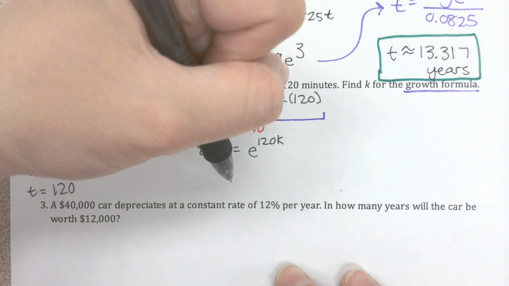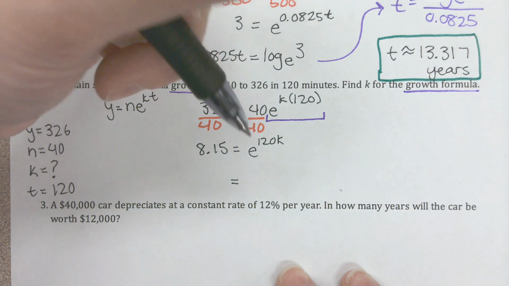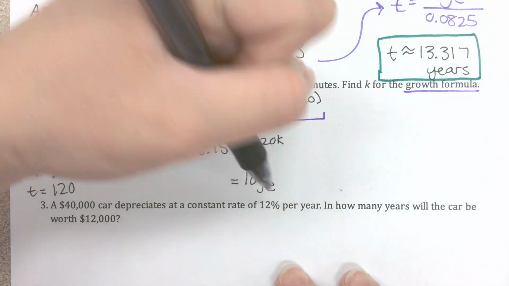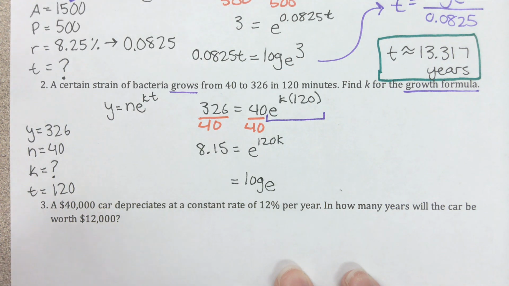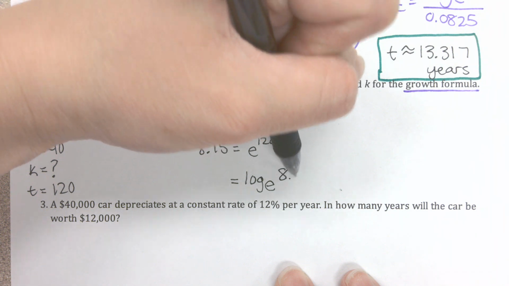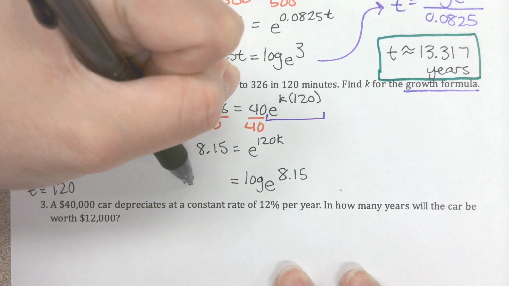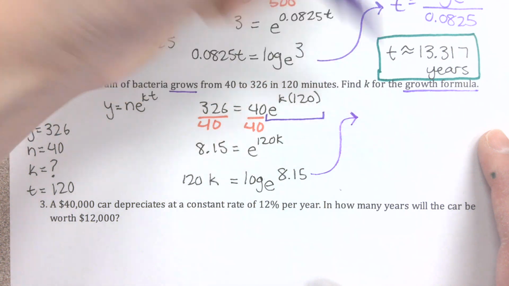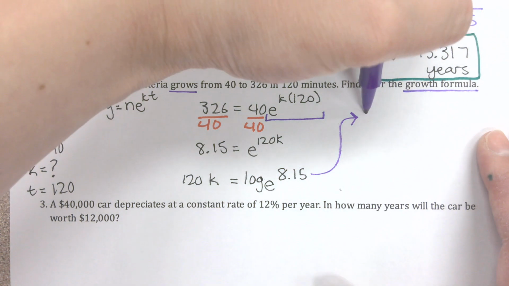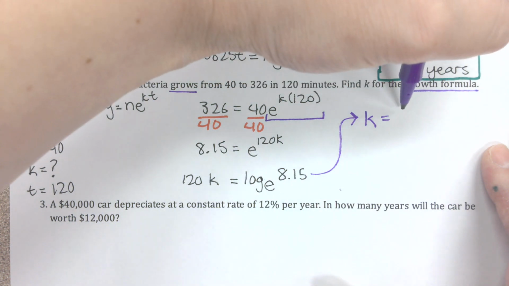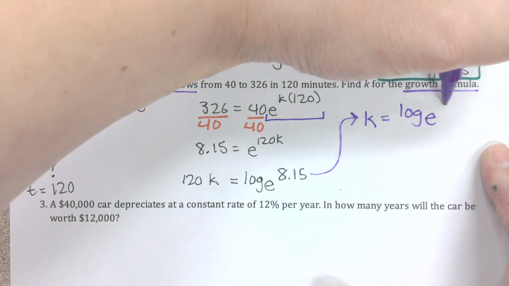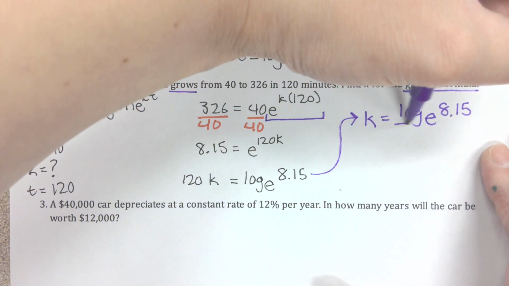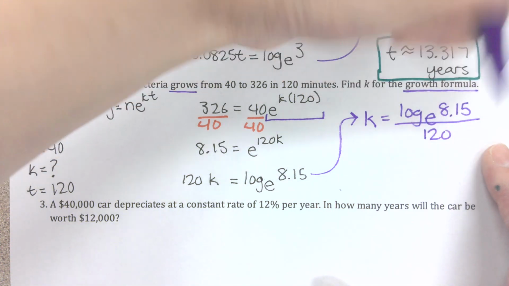And then we switch the form. Base stays base, the other two switcheroo. This becomes log base e on the right side, and then we'll flip the values. Log base e of 8.15 is equal to 120k. And then just like last time, to get the k, we're going to divide both sides by 120. K equals log base e of 8.15 divided by 120.